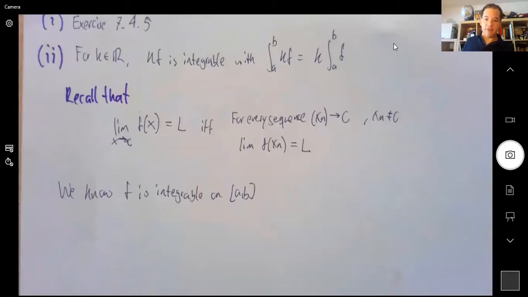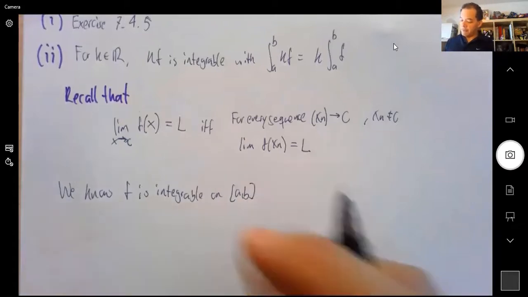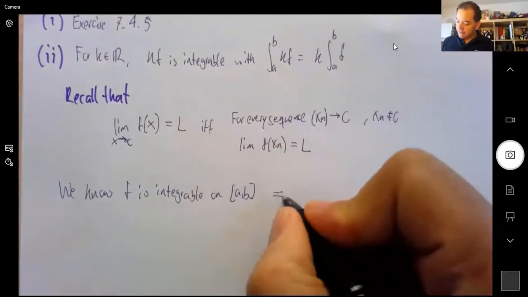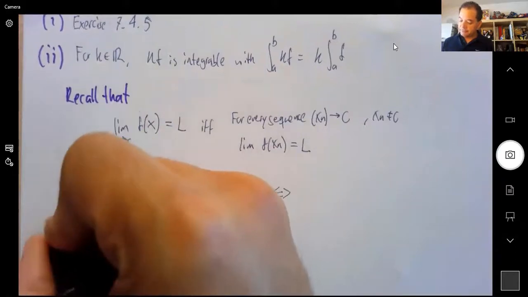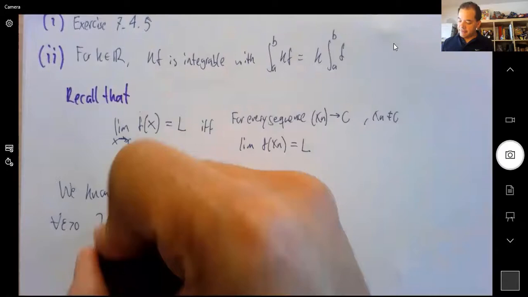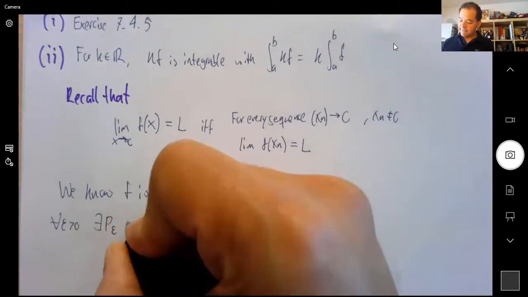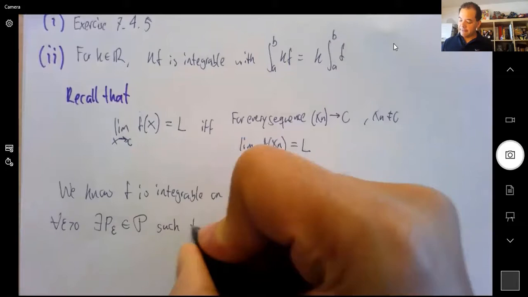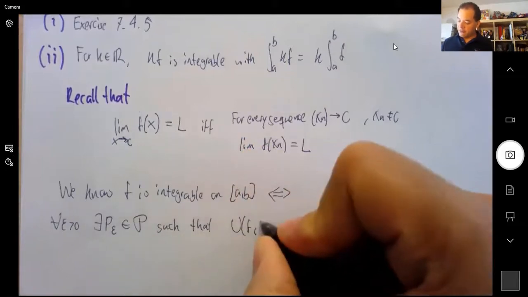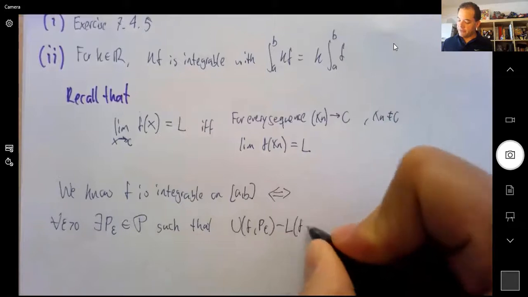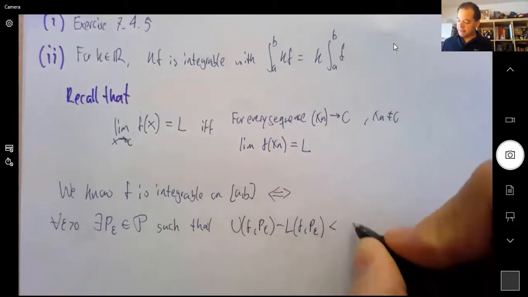So what is the meaning of being integrable? It means that the upper integral equals the lower integral, which means the supremum of the lower sums equals the infimum of the upper sums. They meet in the middle, right? But we developed this criterion that is more helpful. This is if and only if for every epsilon there exists a partition P_epsilon such that U of this partition minus L of this partition is less than epsilon, right?